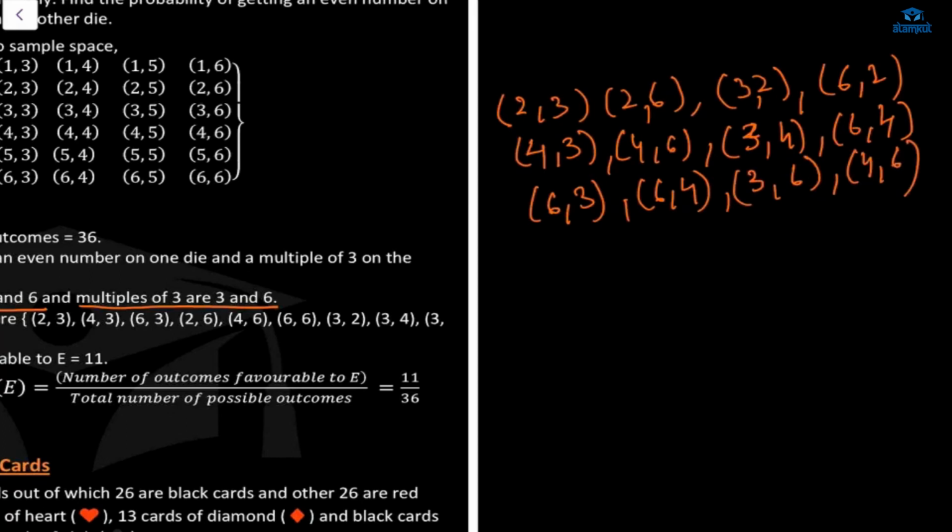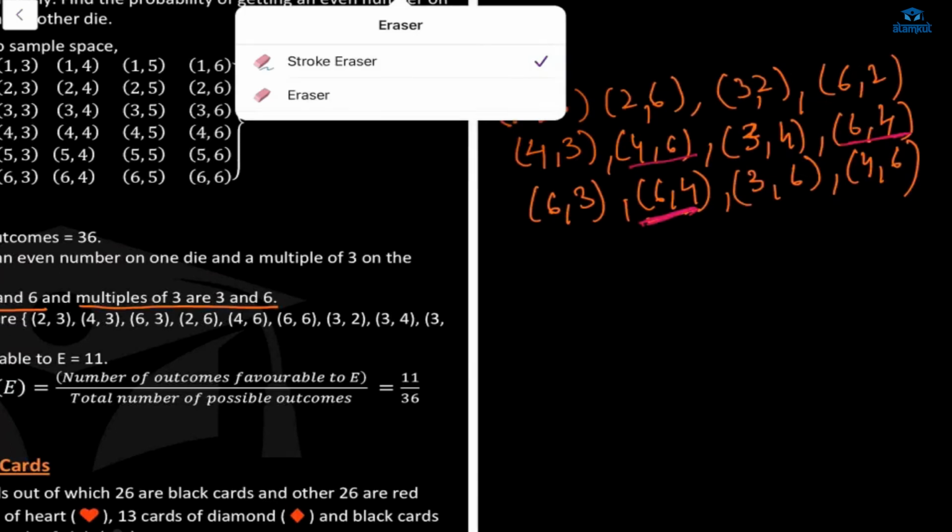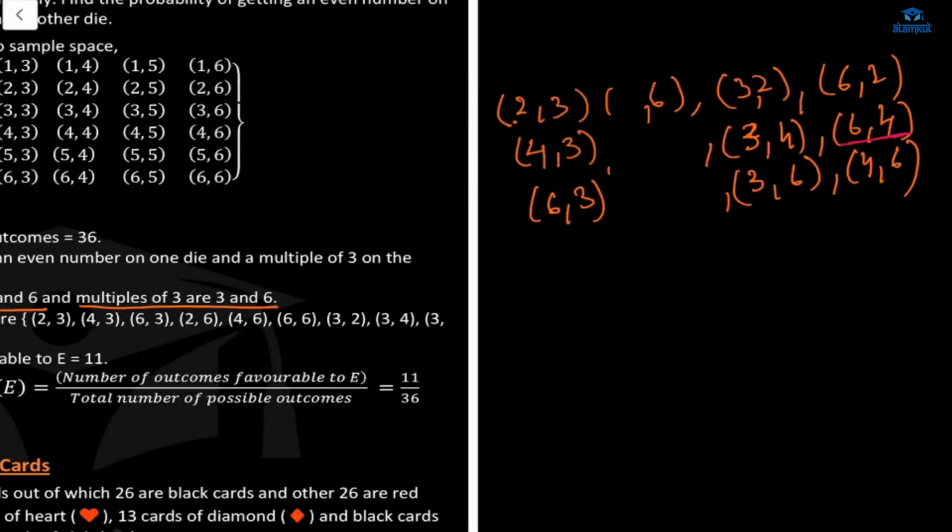So how many do we have? Now you can see this one is common: (6,4) and (6,4). So we'll be eliminating one of these. Now here also (4,6) and (4,6), so these values should not be there. I have just written all the possible ones, and the rest are all distinct.